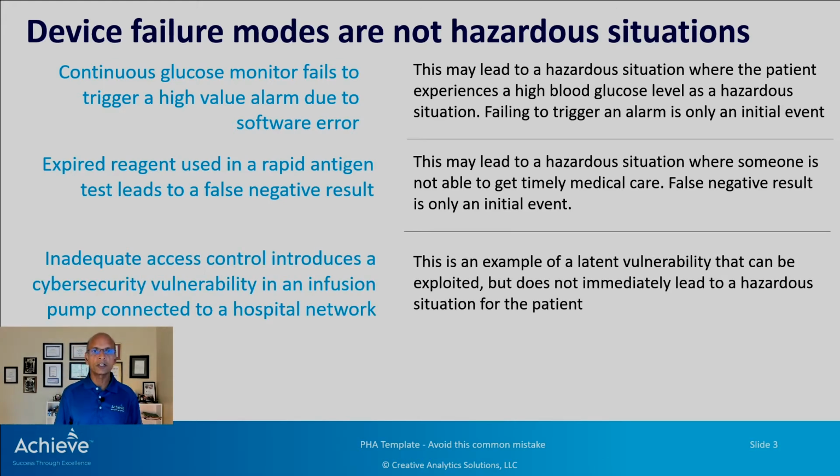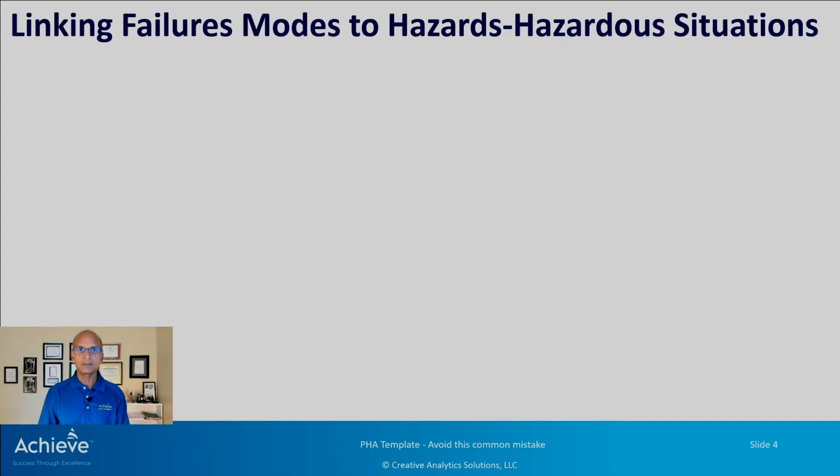Inadequate access control introduces a cybersecurity vulnerability in an infusion pump connected to a hospital network. This is an example of a latent vulnerability that can be exploited, but does not immediately lead to a hazardous situation for the patient. So you will find items on the left-hand side of this slide in an FMEA: failure modes, cause and effect. But most often the effect of the failure modes is confused in our industry as a hazardous situation, and that leads to a lot of problems. I'll talk about that in just a minute.